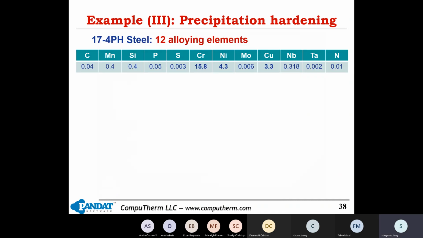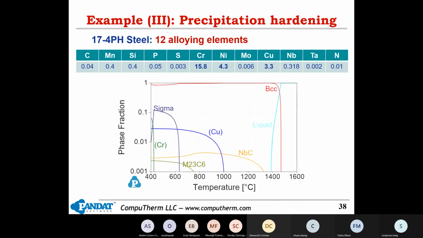And the third example is about precipitation hardening. We know 17-4 precipitation hardening steels are commonly used in many application areas. And this alloy has 12 alloying elements, so it's a real multi-component alloy. And here, in Pandat, we do the line calculations. We see different phases could be formed under equilibrium conditions.